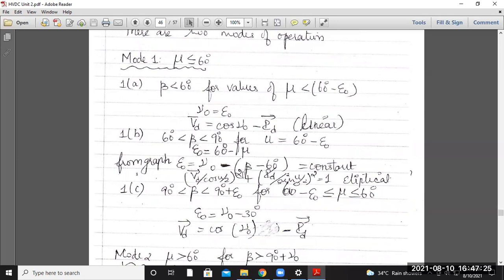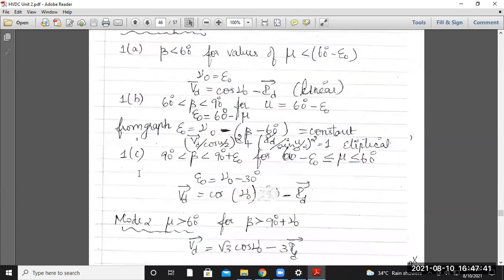So accordingly, if you write the equation, you will get Vd vector divided by cos mu by 2 plus Id divided by sin square mu by 2, the whole square equal to 1. That will give you the elliptical path. Okay, that is the second case. And the third case of mode 1 is when beta equals 90 degree to 90 degree plus epsilon naught. 90 degree plus epsilon naught is the range of beta for this third case.